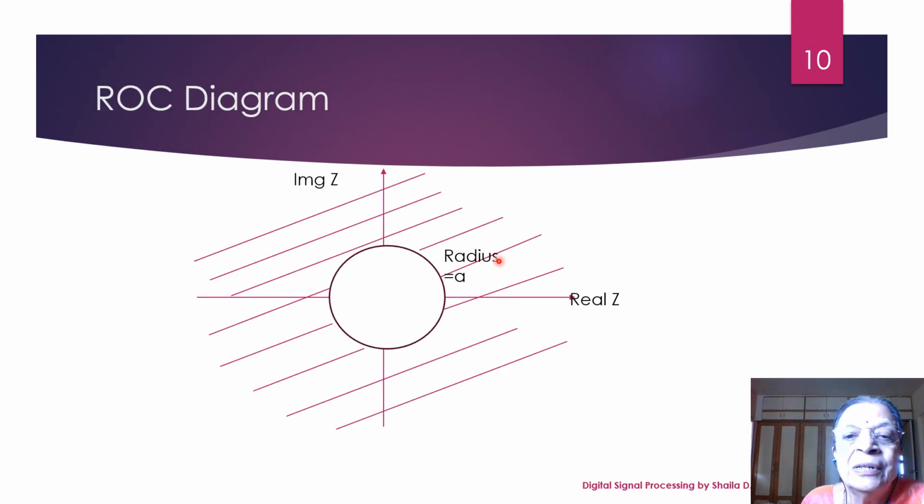So let us see what is the corresponding ROC for u(n). The ROC for u(n) is the area which is outside the unit circle. But now in this case, when we are multiplying by a raised to n, the corresponding radius of the circle will be equal to a, and the ROC will be the area which is outside this particular radius equal to a in the z domain.